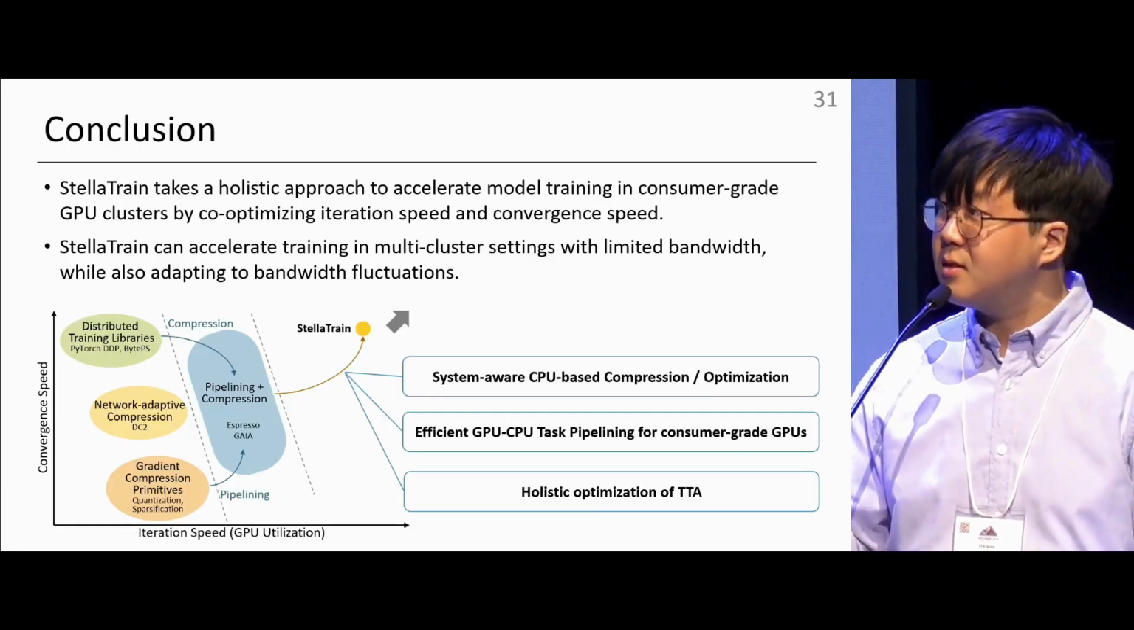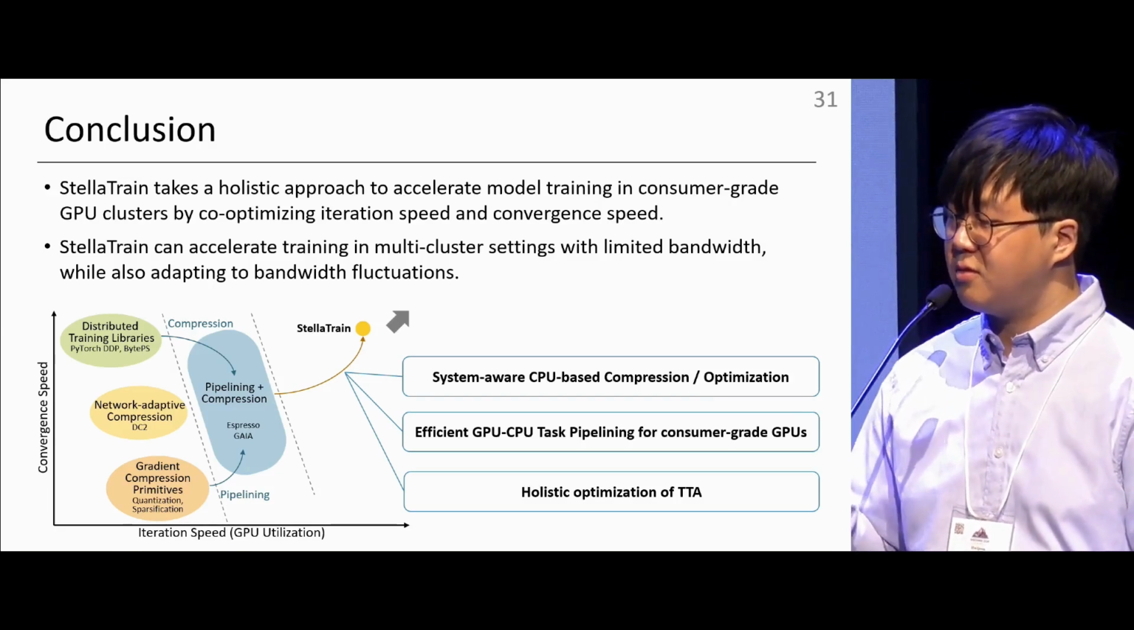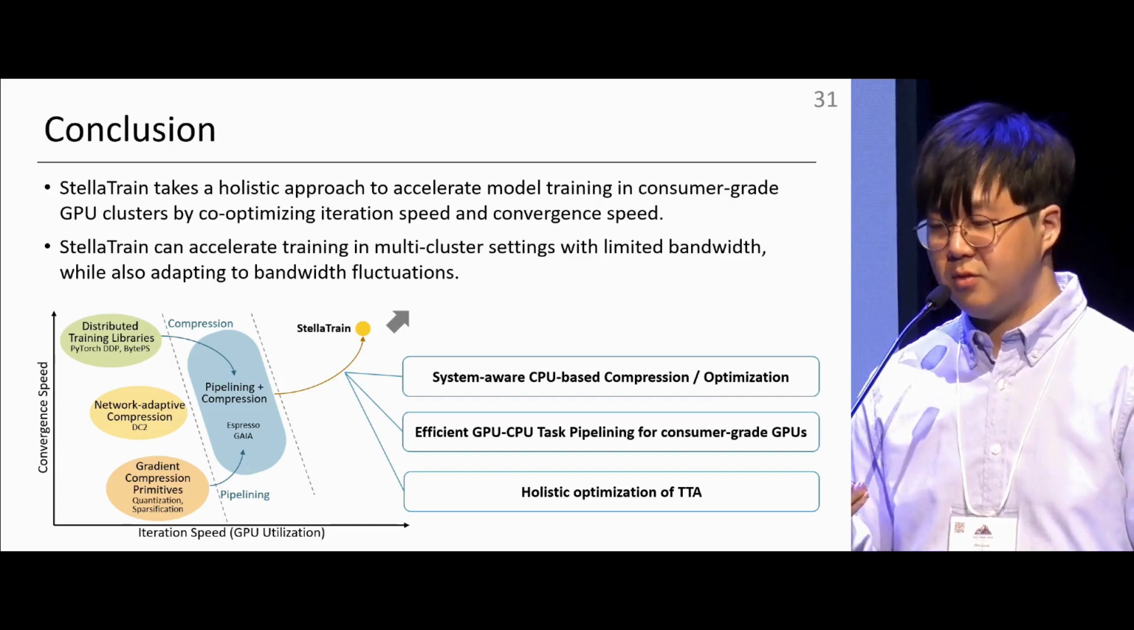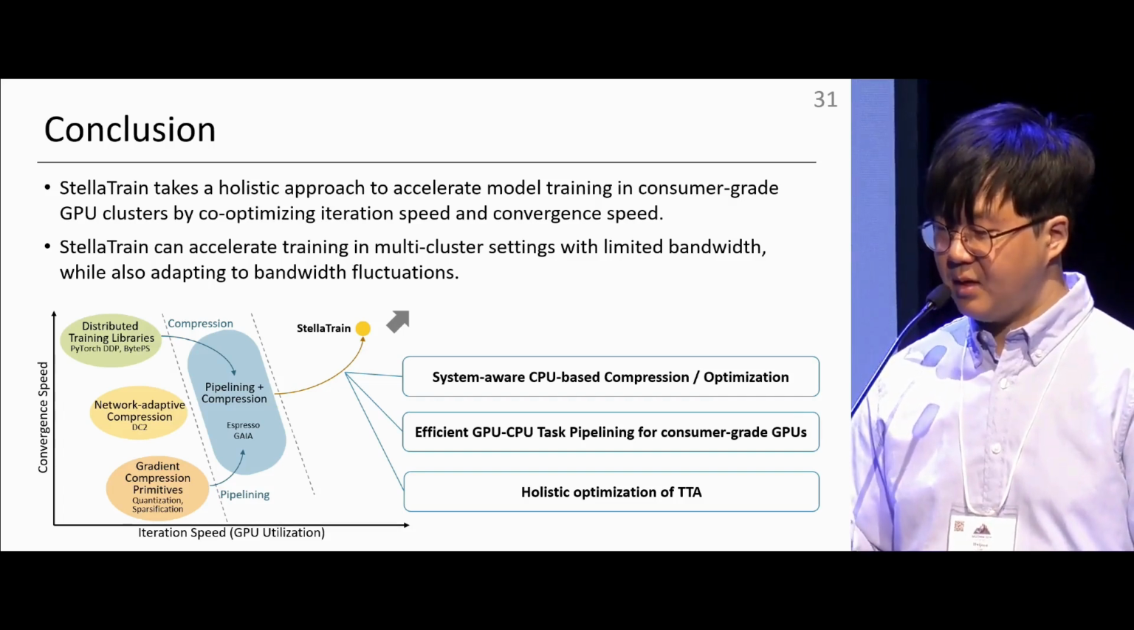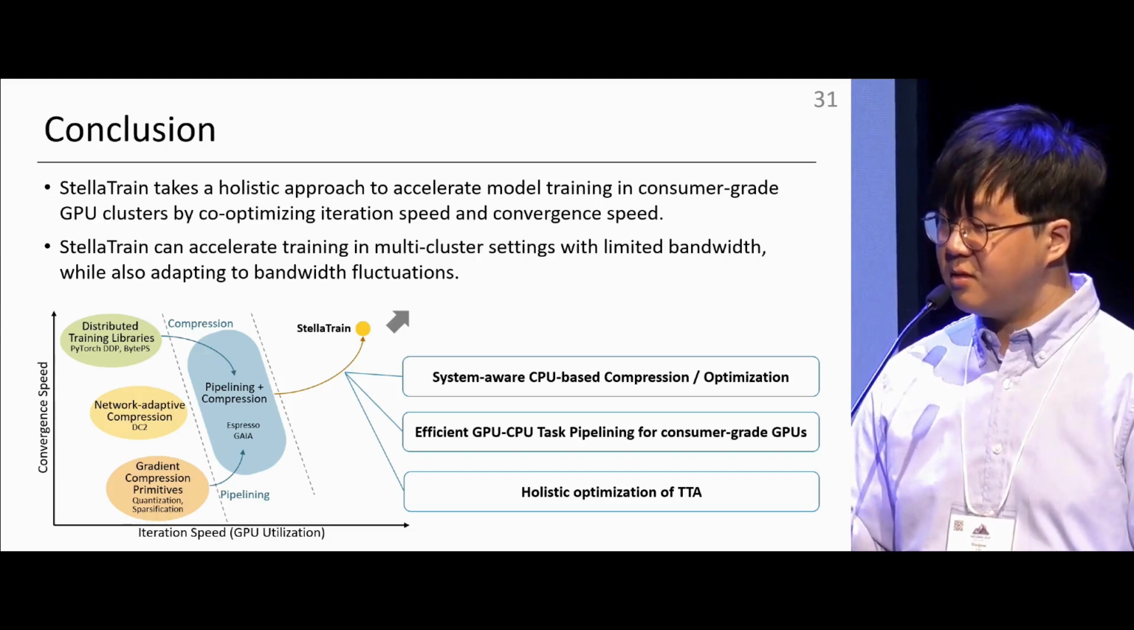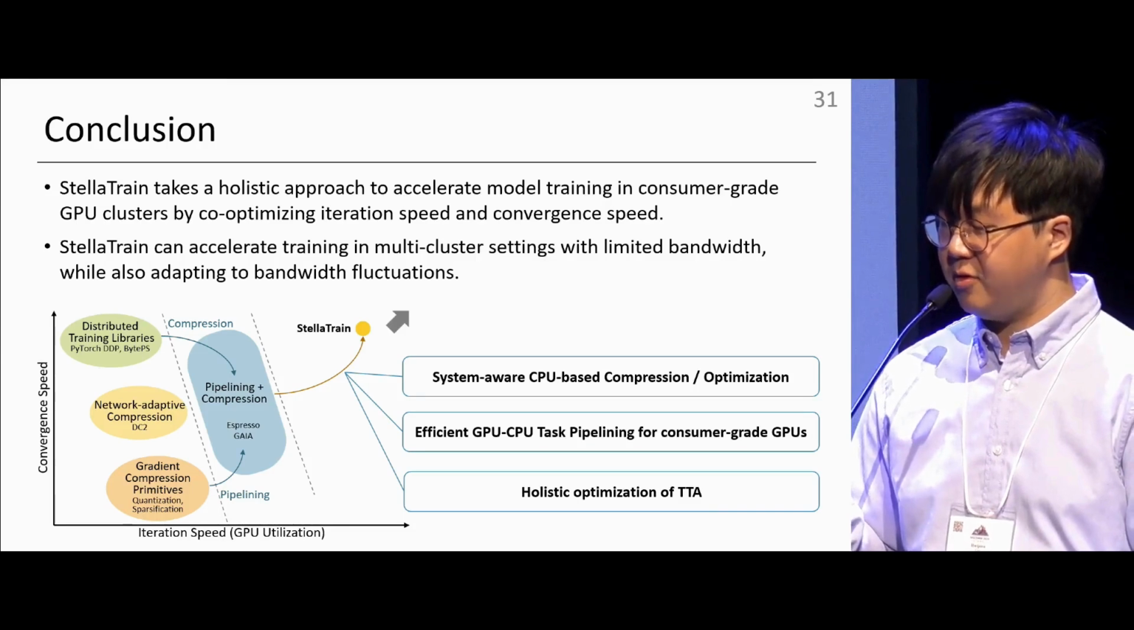To summarize, SAGCOMM takes a holistic approach to accelerate model training in consumer-grade GPU clusters by co-optimizing several acceleration techniques. SAGCOMM can accelerate training in multi-cluster settings with limited bandwidth, while also adapting to bandwidth fluctuation.